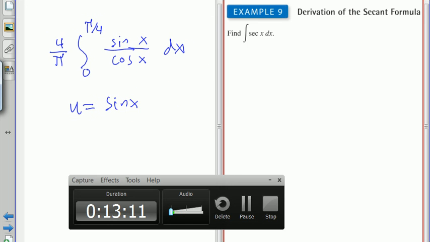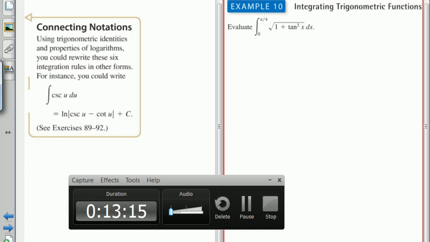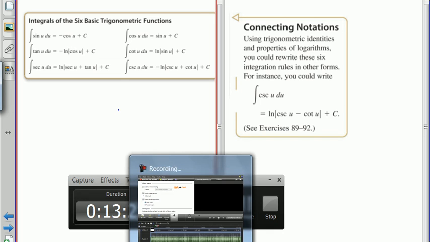As far as any other problems to try, I don't think so. Just be aware of other trig antiderivatives. Start thinking about those.